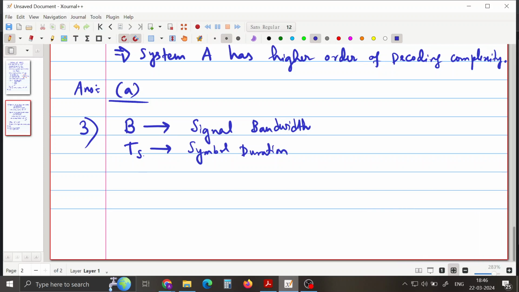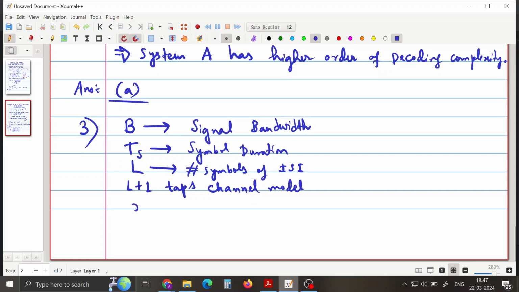Yeah, so as I was saying, it's the same old notation. I'll stick to the notation that I have used. L is the number of symbols of ISI. I'm assuming everyone is familiar with the acronym ISI. It stands for inter-symbol interference. L plus 1 is basically the taps, the L plus 1 taps channel model, and sigma tau is our RMS delay spread. Okay, this is all with respect to the notation. This is the notation that we will follow, at least for this question.